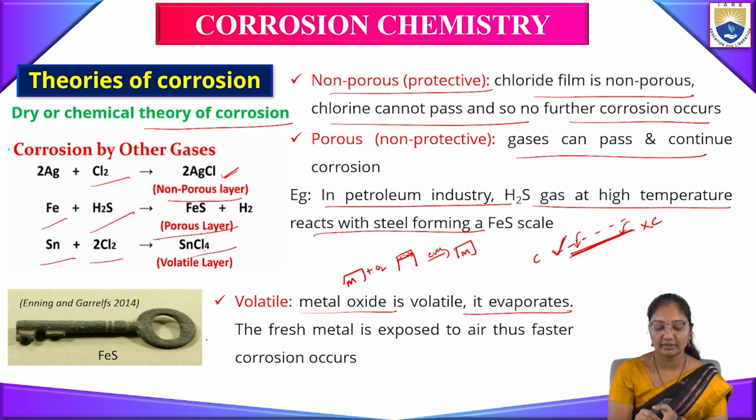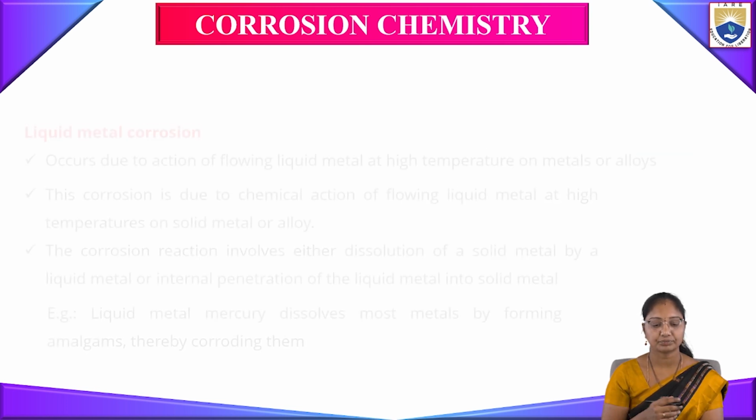Here, this is not with oxygen. This is with other gases like chlorine, hydrogen sulfide, and other atmospheric gases. So it reacts with the metal, resulting in the formation of a layer on its surface, which is a volatile and unstable layer, which evaporates and is converted back into the metal. So the metal is again ready for the attack. The fresh metal is exposed to air, and thus faster corrosion occurs.